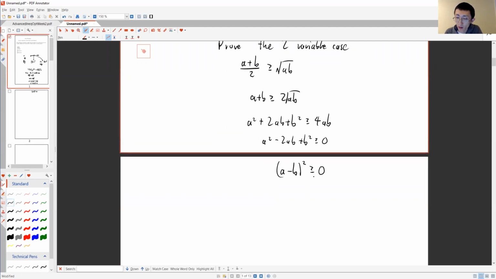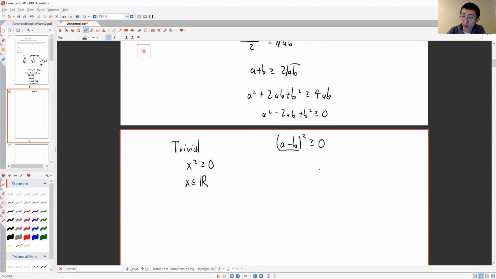Yeah, so this is true by the trivial inequality, which is probably the most important inequality. The trivial inequality says that if x is real, then x squared is at least 0 for all x in the set of real numbers. So this is a real number, so that's fine. So yeah, this is true.